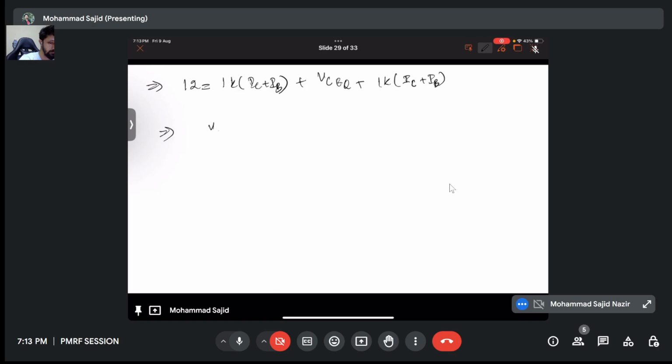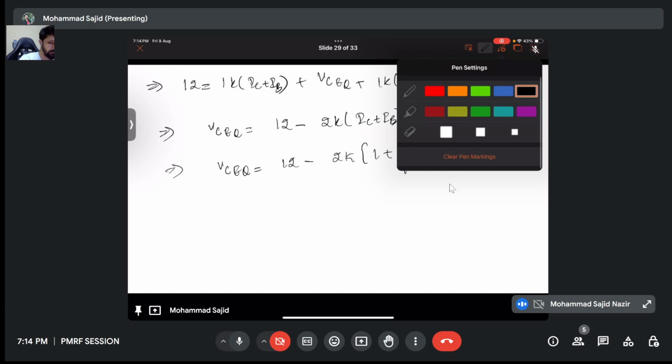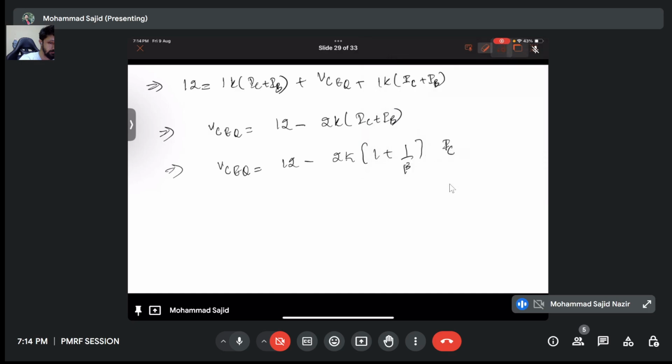So I need to find VCEQ. This is 12 minus 2K times IC plus IB. Now all the values are known. VCEQ is 12 minus 2K times 1 plus 1 by beta times IC. How? Because IB is IC by beta.